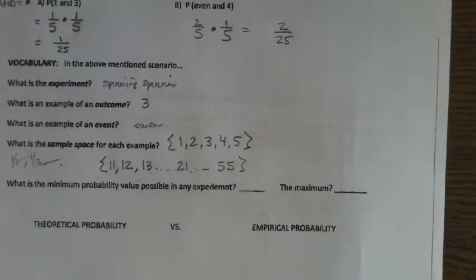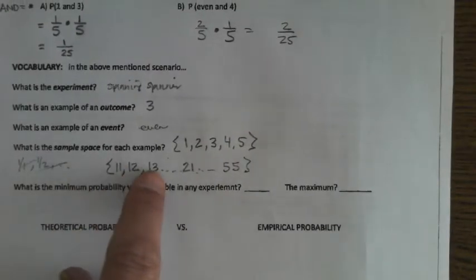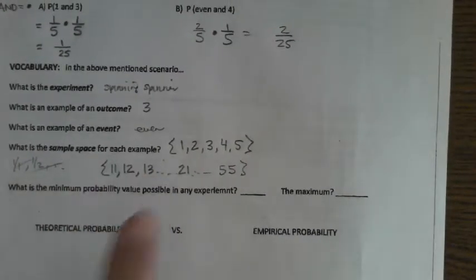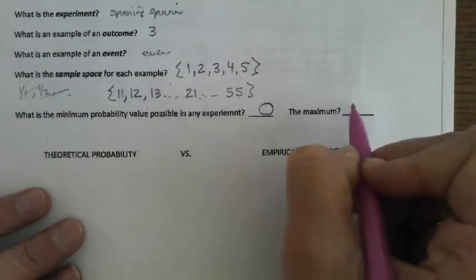25. Yep. Because 1, 1 through 1, 5 is 5. And then you've got to do 2, 1 through 2, 5. That's 5 more. And you're doing it up to 5. So it will be 25. We'll get into that. We already talked about this one. The minimum of any probability is 0. The maximum is 1.